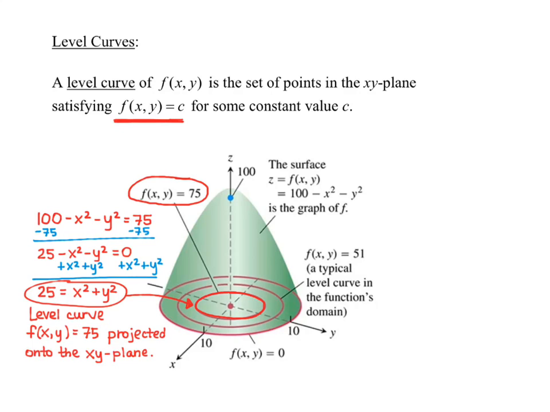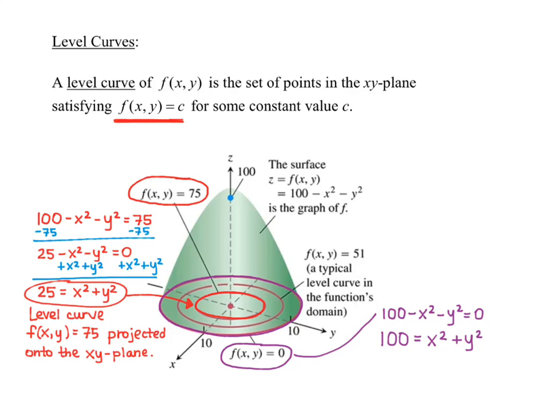So the level curve f of xy equals 75 projected onto the xy plane is that circle of radius 5 centered at the origin. Now here's another example. F of xy equals 0, so here we picked a 0 for our constant. We'll do the exact same thing, and we'll get this circle with a larger radius. In this case it will be radius 10, because we let our function 100 minus x squared minus y squared equal 0. Solve it and you get 100 equals x squared plus y squared, which we know is a circle of radius 10.